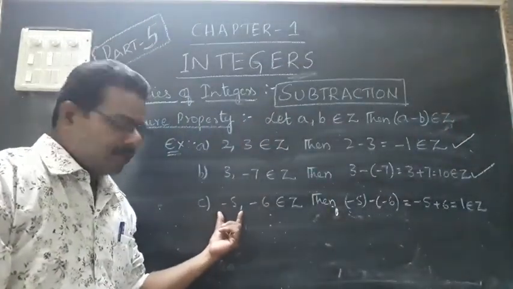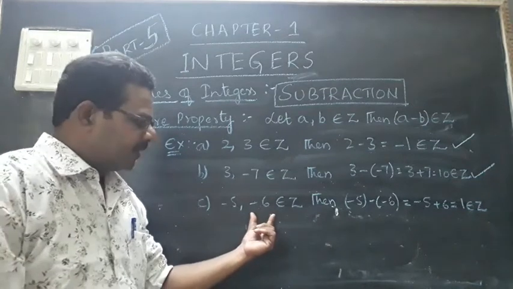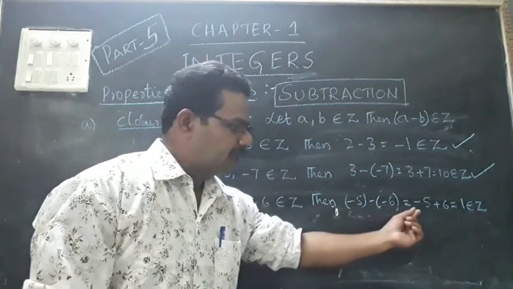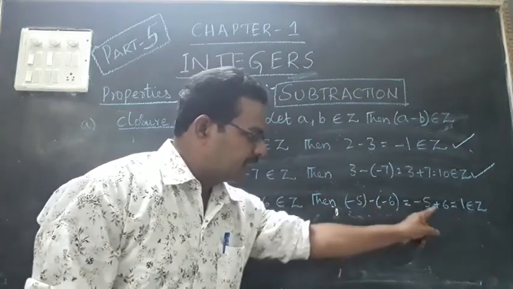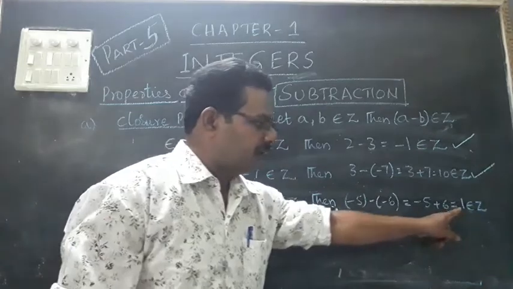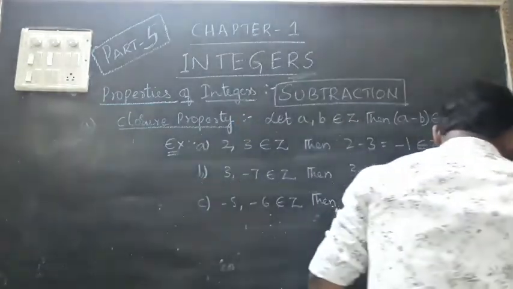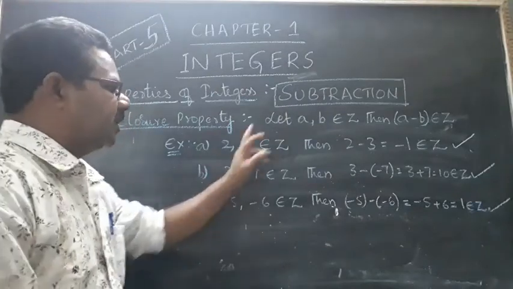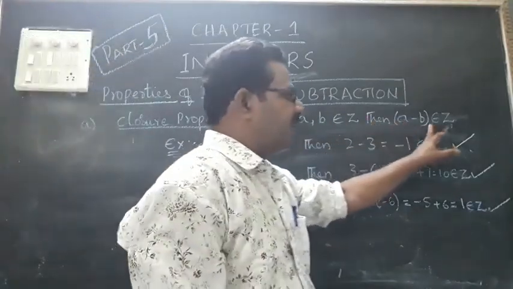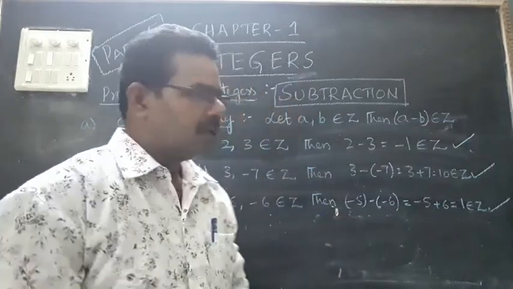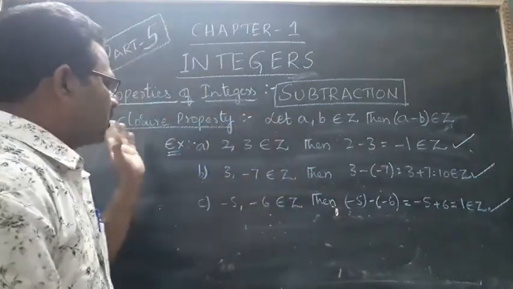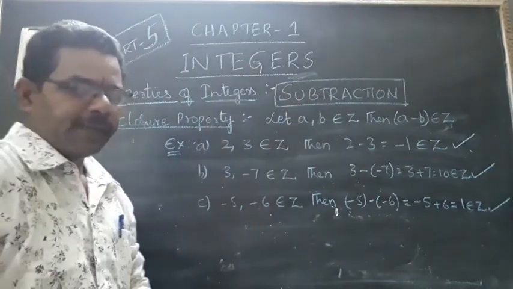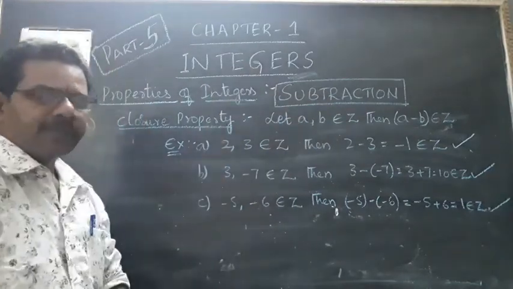Both negative integers, minus 5 and minus 6, I have taken. So minus 5 minus of minus 6 is equal to minus 5, minus into minus is equal to plus 6. So 6 minus 5 is equal to 1. It is also an integer. So in the set of integers, if you take any two integers, their difference is also an integer. Then we can say the closure property is followed under subtraction in the set of integers. Okay, this is the first property.